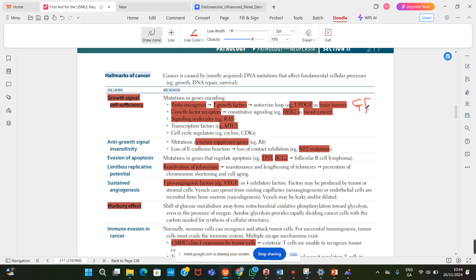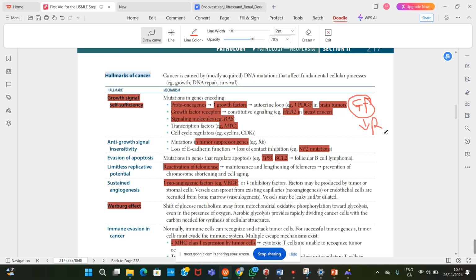So you can have tumor developing because you are overproducing this growth factor. Example of that is what? Brain tumor elaborating platelet-derived growth factor. This growth factor normally, to promote growth, would bind to their receptor.